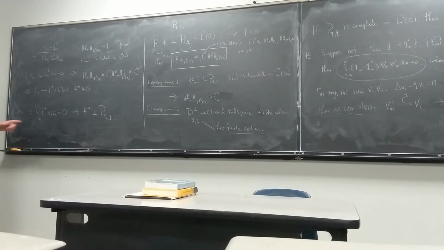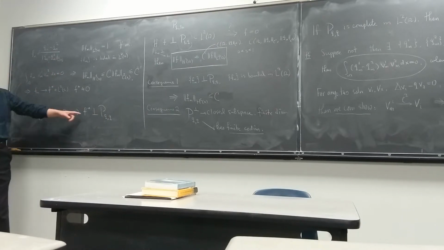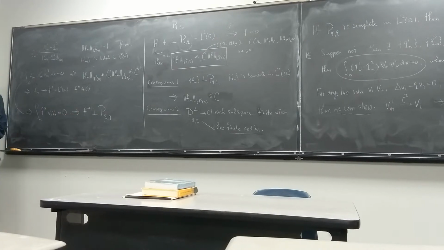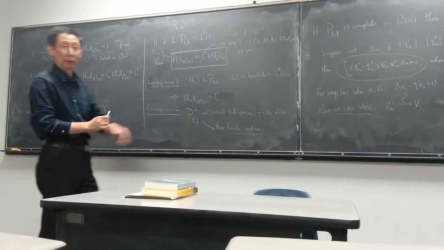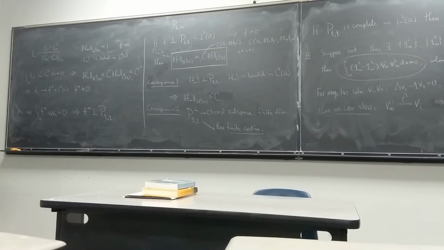That will be a contradiction, because PQ2 is complete. So how can you have a non-zero vector perpendicular to that? That's the basic idea, and it basically involves two steps in the calculus. Is there any other questions?